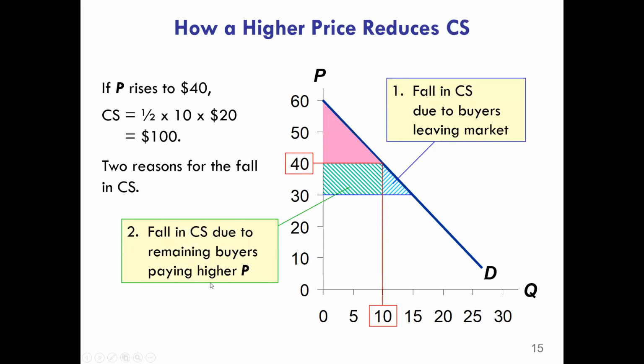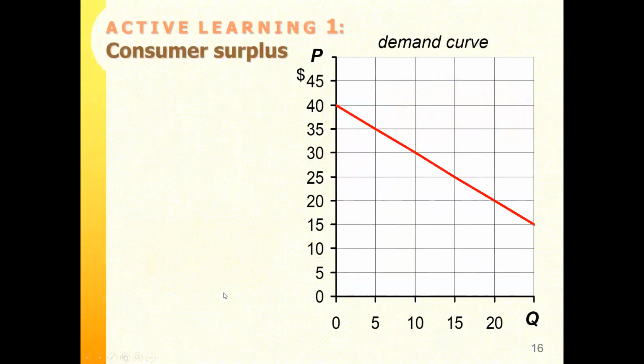The second reason is due to the rectangular area shaded green. And the fall in consumer surplus is due to the remaining buyers paying higher prices. So remember, when the price was 30, there was higher savings compared to when the price was 40. And so this reduction in savings effectively affects the consumer surplus.